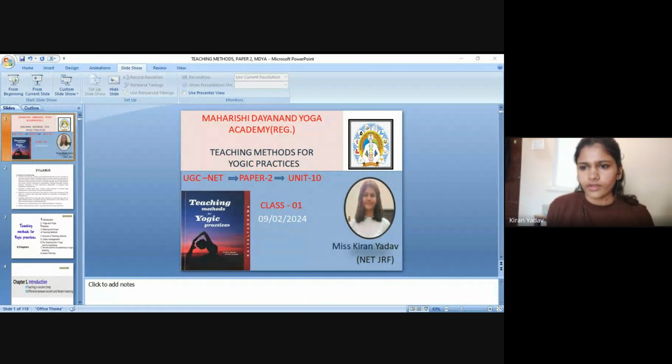For learning this subject, teaching method of yogic practices, read the book by Kaivalyadham, which is Teaching Methods for Yogic Practices, and the authors of this book are Dr. Manohar Lal Gharote and Dr. S.K. Ganguly. For the exam, you have to study this book. The examiner directly asks questions from this book, so try to be attentive and focused while you read this book in the class.